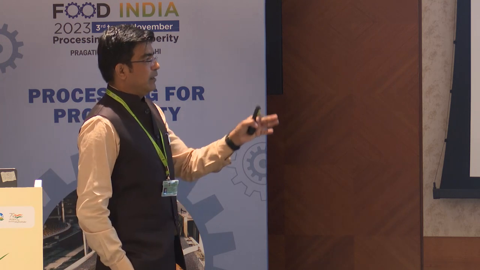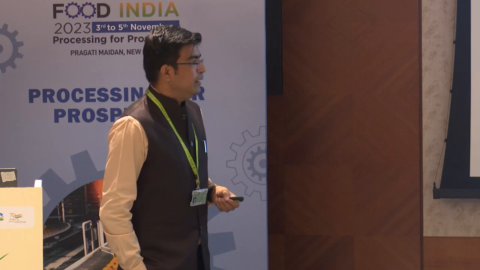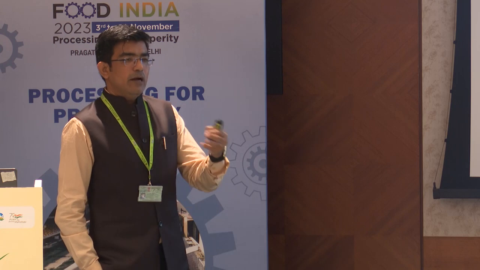For vegan endorsement, again approval from the Science and Standard Division is required. With that approval, you have to come to our portal, and it gets endorsed on the license you have. The validity for fortification endorsement and vegan endorsement is up to the validity of the license registration. That means you don't have to renew it again and again.